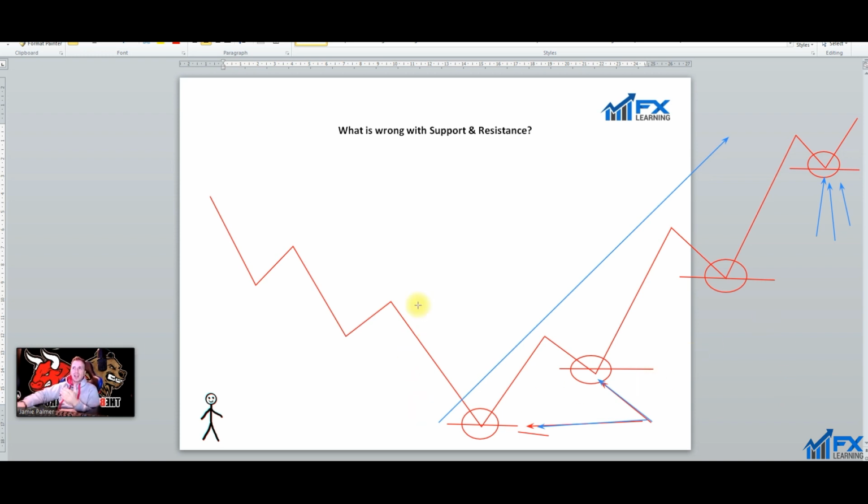You'd wait for the pullback like this here, and then you'd go with the trend. So in an ideal world, here would be perfect because you've got the confirmation it's a trend and you can see that it's in a trend. You wait for the pullback and you buy. But this is the worst place you can buy a trend.